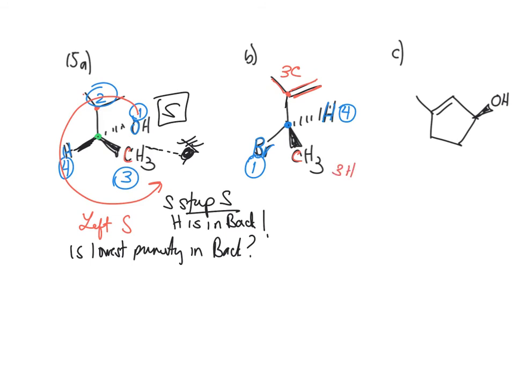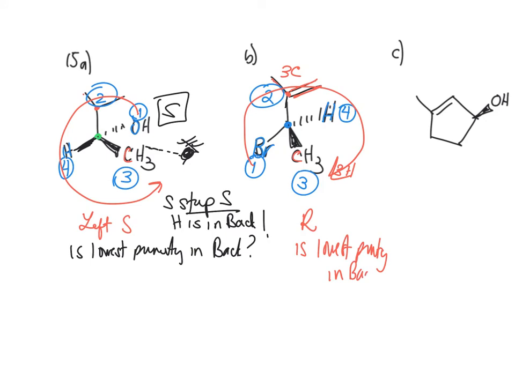Okay, so which one's going to be 2? And which one's going to be 3? All right, now we're going to connect them. 1, 2, 3. 1, 2, 3. You're turning the steering wheel clockwise or right, so that's R. Is your lowest priority in back? And this one's easier because you see it's the dash. So yes. So R stays R. So that one's R.